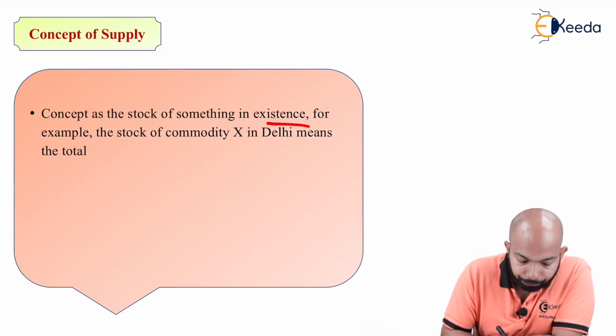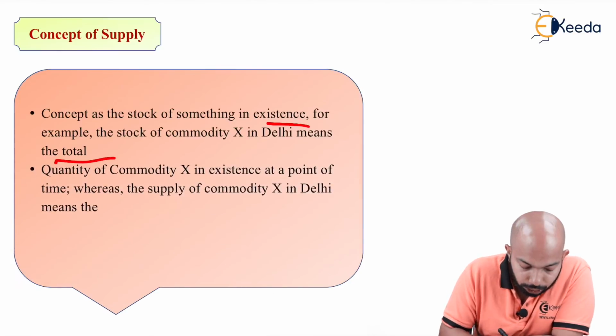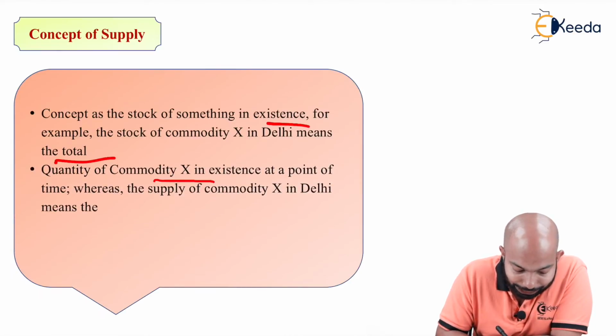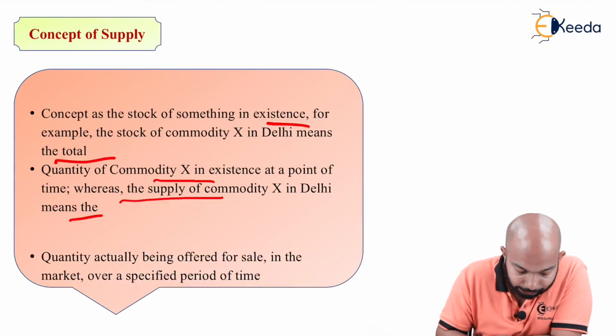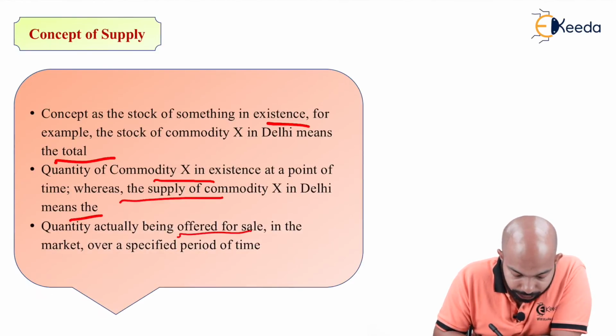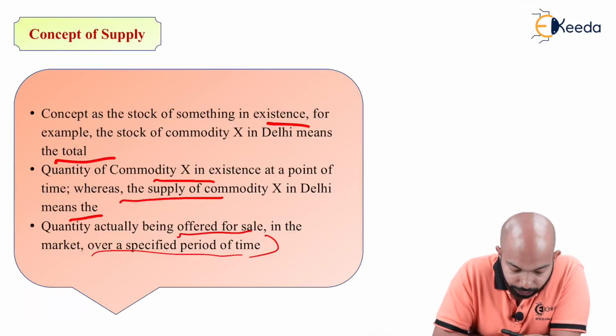For example, the stock of commodity X in Delhi means the total quantity of commodity X in existence at a point of time, whereas the supply of commodity X in Delhi means the quantity actually being offered for sale in the market over a specific period of time.